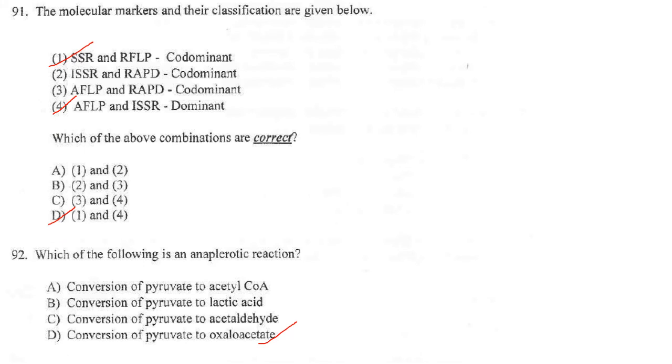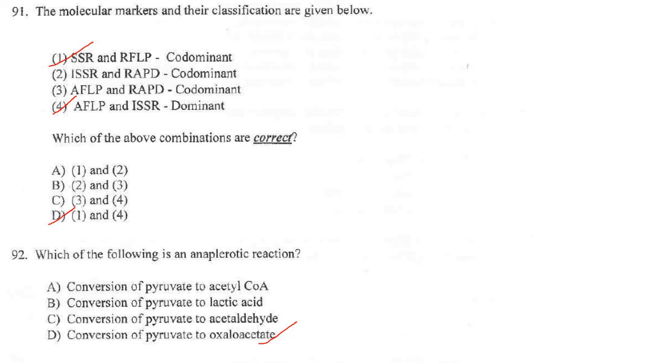Then, the molecular markers and their classification are given below. Which of the above combinations are correct? So, SSR is codominant. RFLP is also codominant. So, one is correct. Then ISSR, it is dominant. And RAPD also it is dominant. So, they are not codominant.